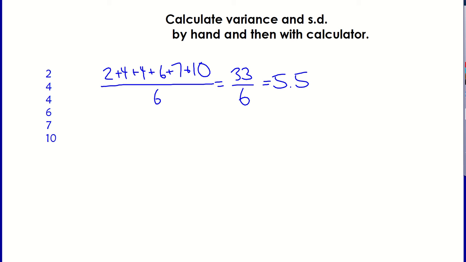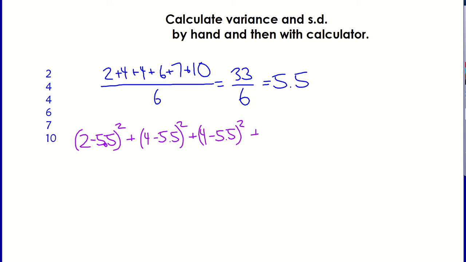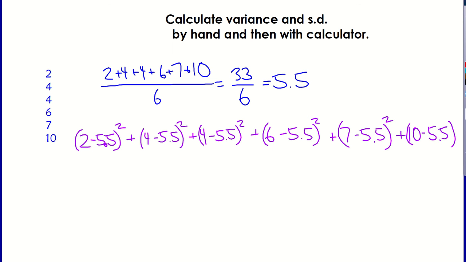So I want to see how far each value is from 5.5 and then square that. So 2 minus 5.5 squared, plus 4 minus 5.5 squared, plus another 4 minus 5.5 squared, plus 6 minus 5.5 quantity squared, plus 7 minus 5.5 quantity squared, plus 10 minus 5.5 quantity squared.